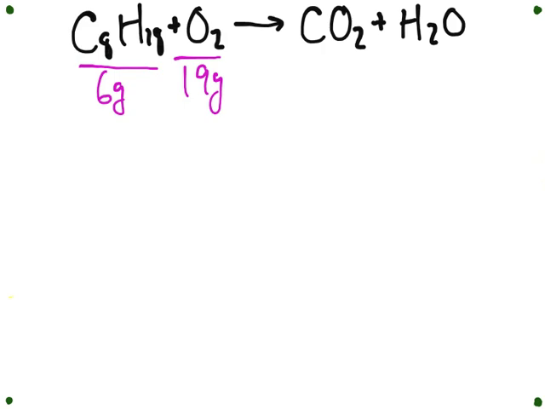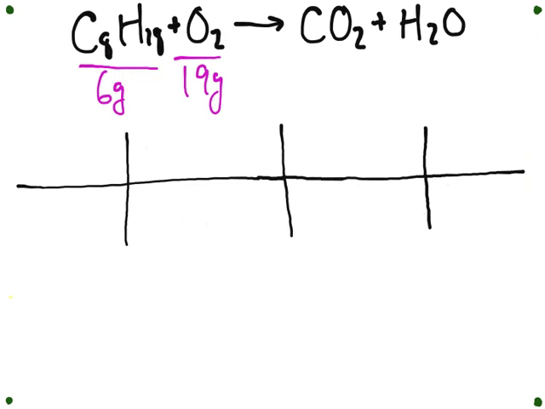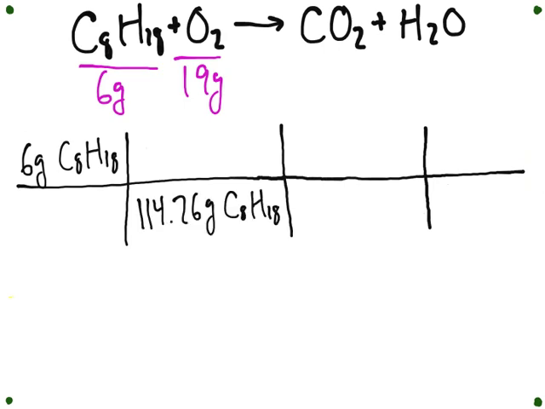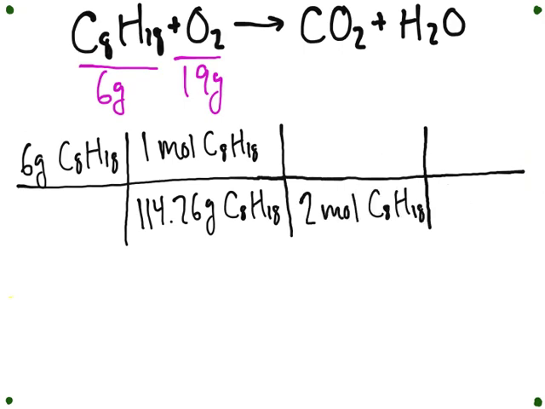To do this, we build what's called a picket fence, which you've probably heard of in your chemistry class. We have 6 grams of octane. We know that there are 114.26 grams of octane in every mole of the same chemical, according to the periodic table. We also know that for every 2 moles of octane, we have 25 moles of oxygen. This is something we know by looking at our balanced equation.